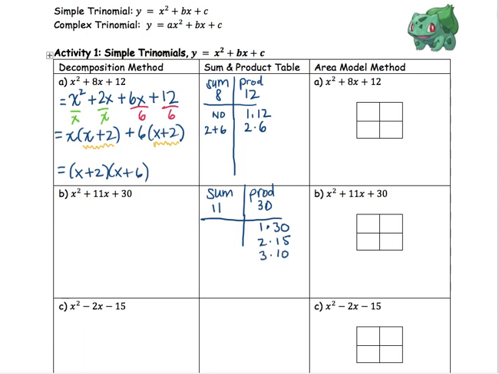Okay, so I'm just writing them all out. 4 doesn't work, 5. Yes, the 5 and 6 work. So if you add them up, you'll add up to 11. All right, so again, use your trig method. You know it's a simple trinomial, so you can quickly write the answer.